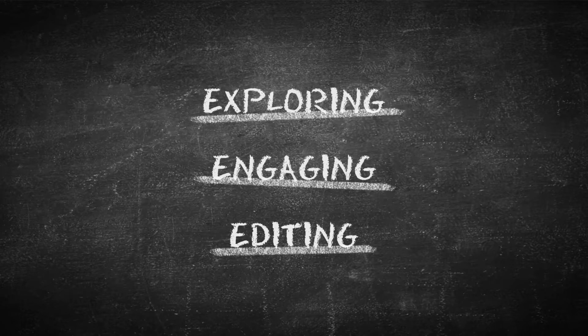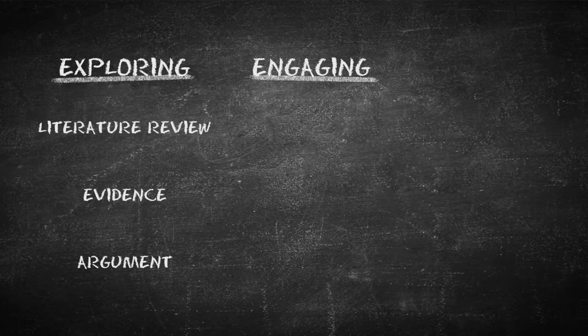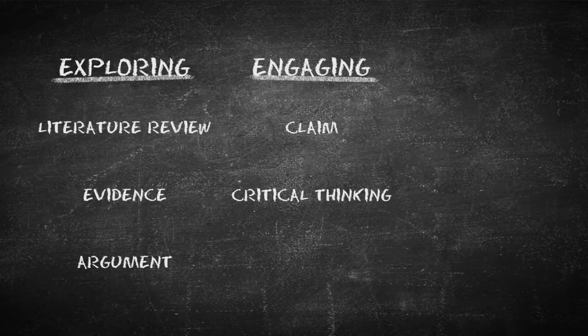Let's go into these phases in a little more detail. For example, during the exploring phase, you'll gather primary and secondary sources on your chosen topic. This means narrowing the topic down into an argument you want to make. This is where you create a literature review, gather supporting evidence, and formulate an argument. During the engaging phase, you're going to take a position on that argument that you've been exploring, critically evaluate that position, your evidence, and write out your conclusion.